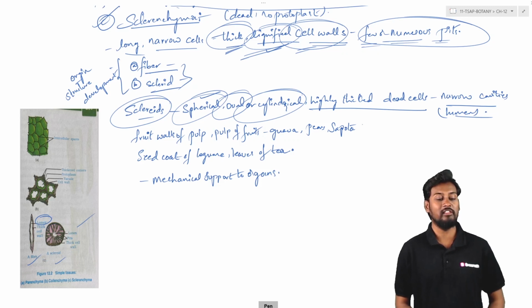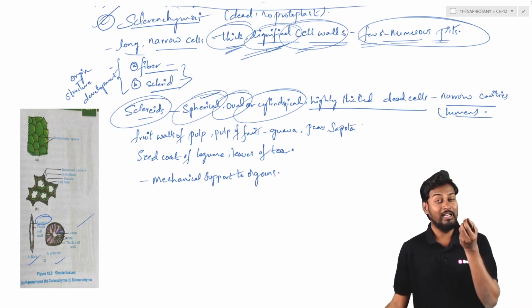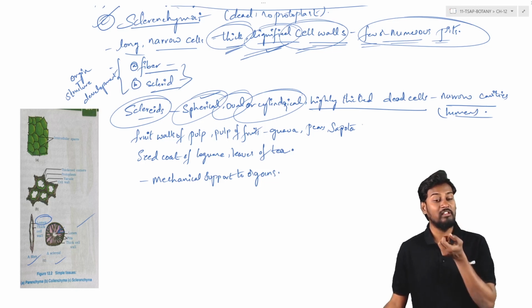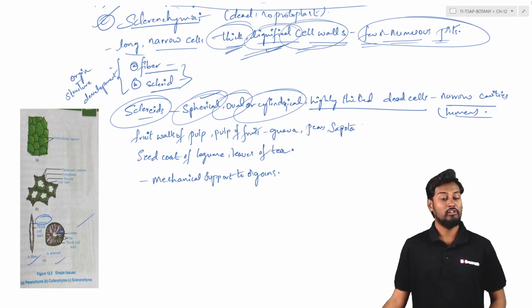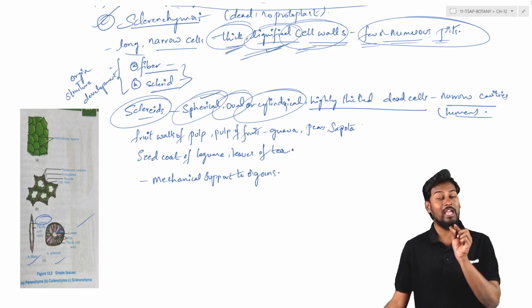This is the exact structure of sclereids, and we can see they have small internal narrow cavities within the sclereid. They are called lumens. So lumens are narrow cavities generally present within the sclereids, showing channels or narrow spaces.